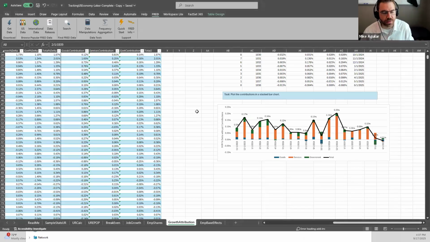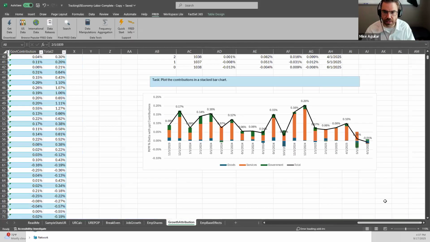All right, my friends, macro data with Excel. We're looking at the labor market. We want to make a plot like this. I'm going to zoom in.